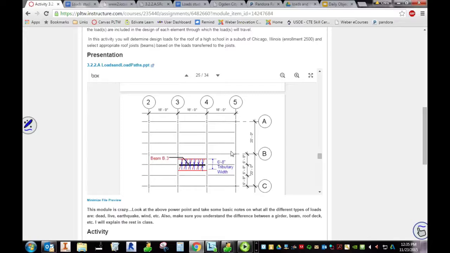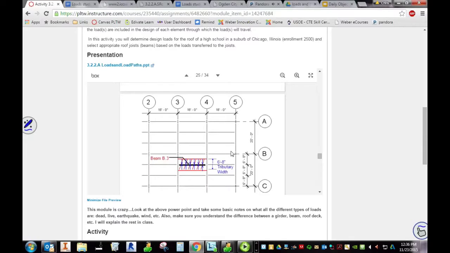See how they're highlighting that beam? The red slash marks, that's what we call our tributary width. Notice it's half of one side and half of the other. So the tributary width is 6'8". 3 feet 4 on one side, right? 3 feet 4 on the other side. That's all that means. Is that locked in your brain? Does that make sense?